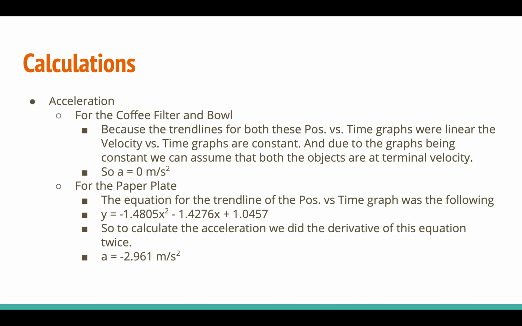So since the coffee filter and ball both had a trend line that was linear, we could assume that the velocity versus time graphs were constant. And due to these graphs being constant, we can assume that both of the objects were at terminal velocity, so this gives us an acceleration of 0. For the paper plate, the equation for the trend line wasn't linear, so we basically just took the equation and we derived it twice, and that gave us an acceleration of that.